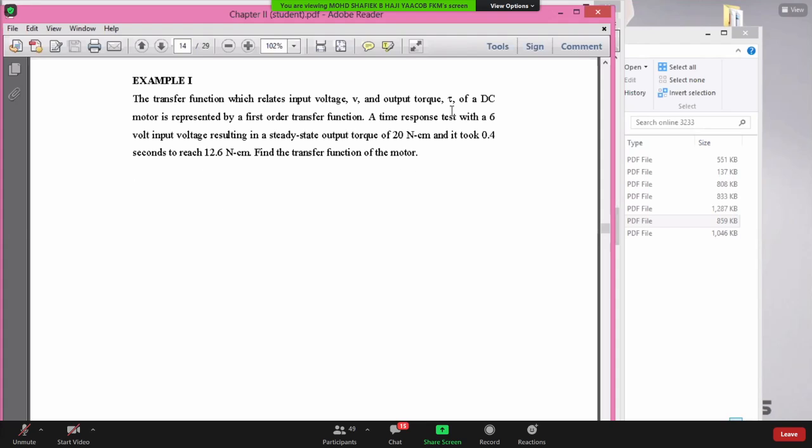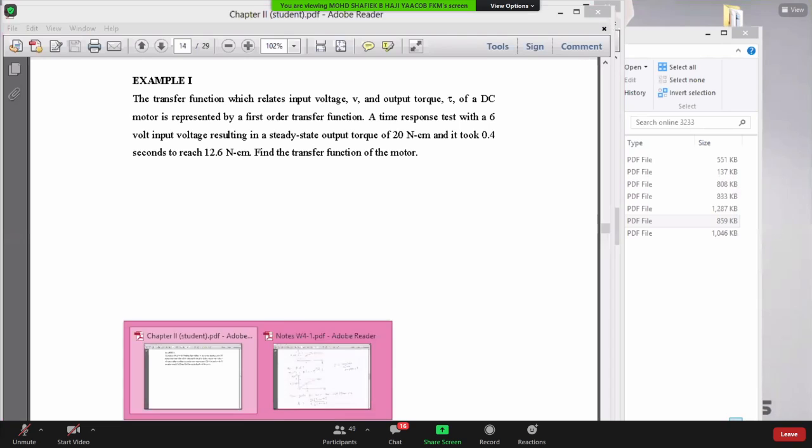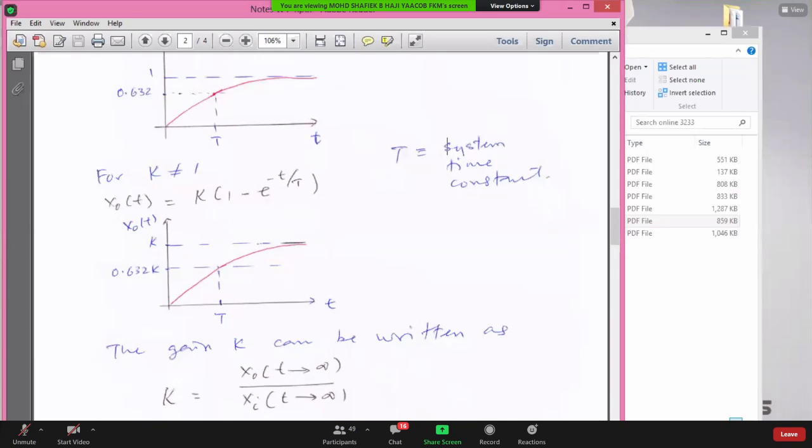So this is the experiment that I conducted. Supply 6 volts to the motor and observe the output torque as a function of time. Then I get this result. So from here we can now obtain the transfer function of the motor. All right, so let's go to my solution here.